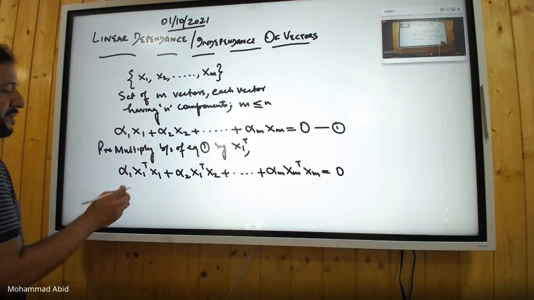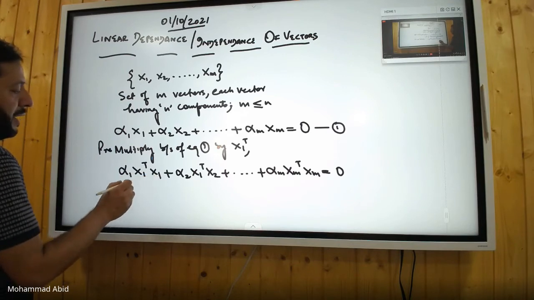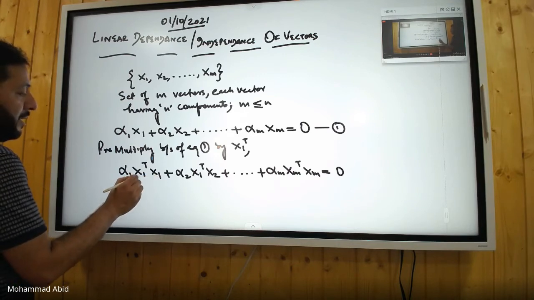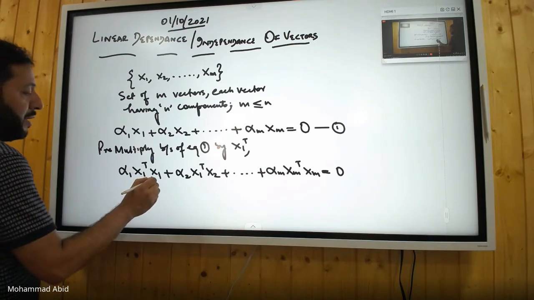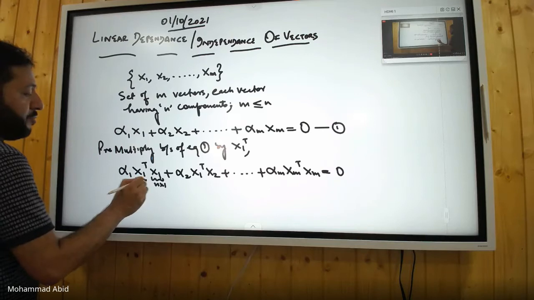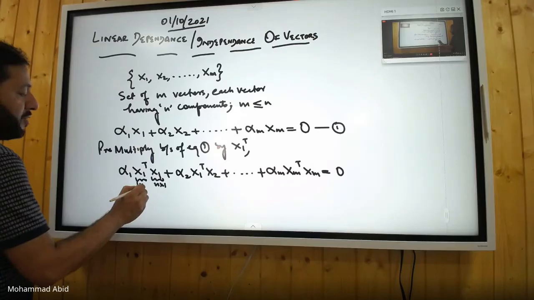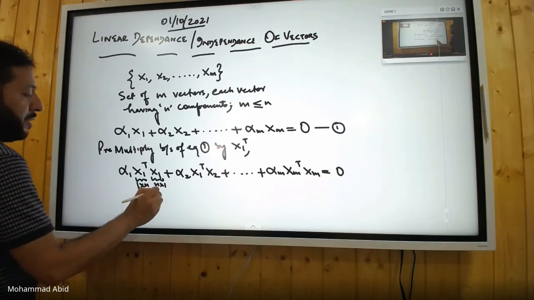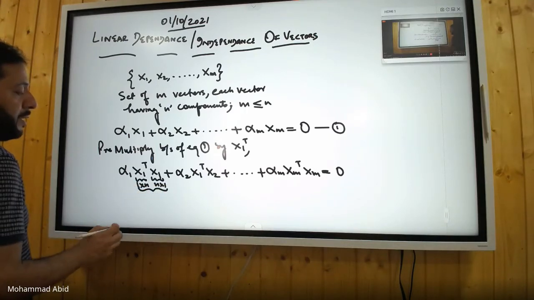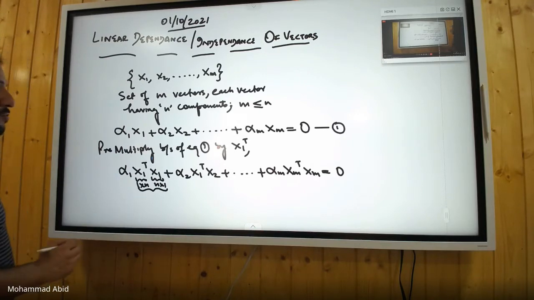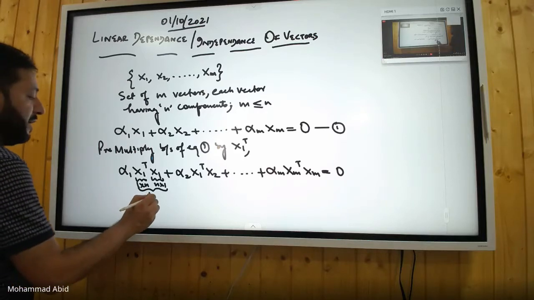Can you tell me what will be the dimension of x1 transpose x1? What is the size of x1? Last time, it was n cross 1. x1 transpose will be 1 cross n. And what is this product, x1 transpose into x1? It is 1 cross 1, so it comes out to be a scalar, isn't it?